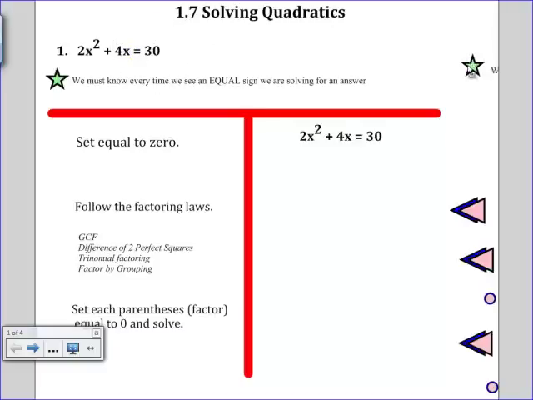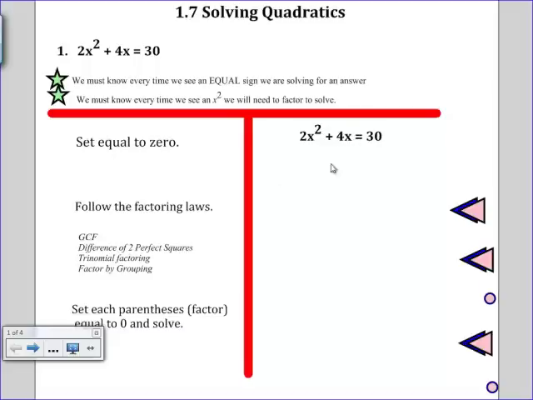Next thing, we must know that every time we see an x squared, we're going to have to factor to solve. So we see an x squared here. It's our highest power, so we know we're going to use one of our GCF, difference of two perfect squares, or trinomial factoring. Even if we had an x cubed or an x to the fourth, we're going to have to factor to solve that. So anytime you see something with a higher degree than 1, you're going to have to factor. It's really not that hard. You guys have been through this, and I'm going to show you an even easier way to do this at the end of the lesson.